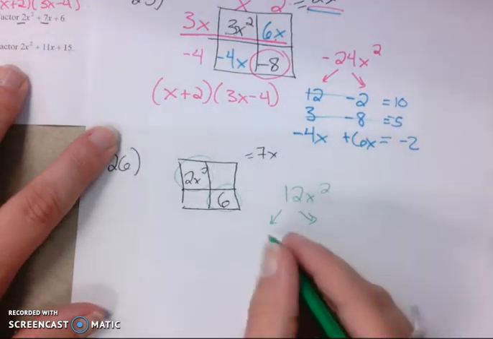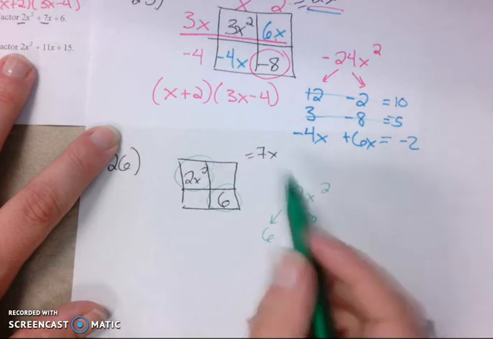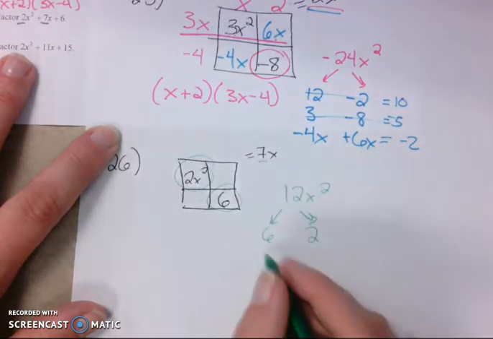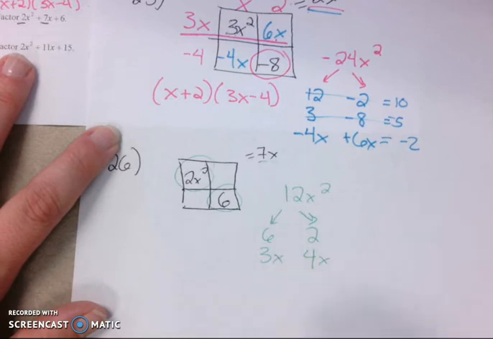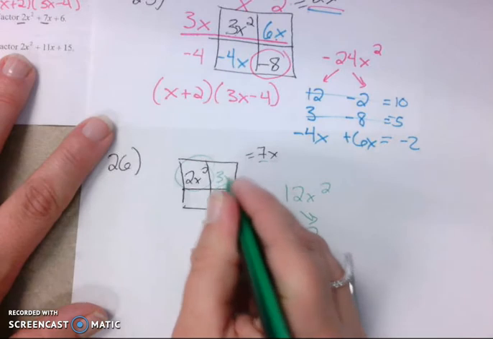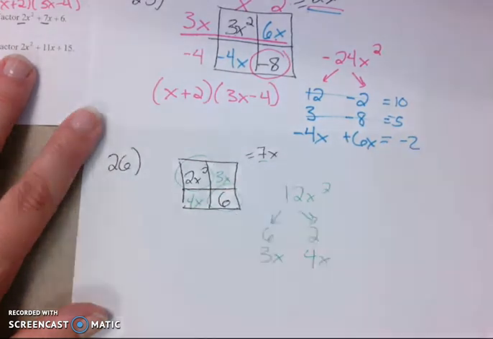Factors of 12, 6 and 2, but those don't add to 7. How about 3 and 4? Those add to 7. There we go. 3 times 4 is 12. 3 plus 4 is 7. So 3x and 4x. Stick in there.